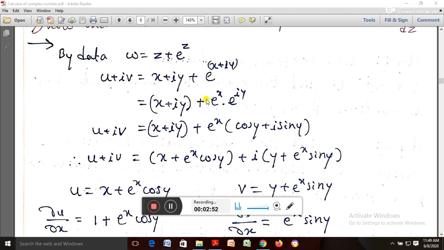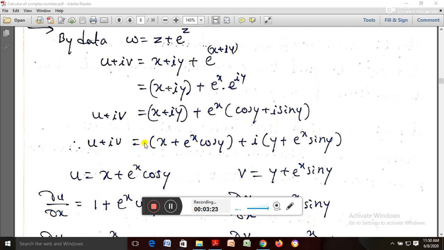For e raised to x plus iy, which is in the form a raised to m plus n, it can be written as a raised to m into a raised to n, therefore e raised to x into e raised to iy. Then u plus iv is equal to x plus iy plus e raised to x into e raised to iy, which is in the form of e raised to i theta, that is cos theta plus i sin theta, therefore cos y plus i sin y. Then multiplying e raised to x inside, it will be e raised to x cos y plus i into e raised to x sin y.